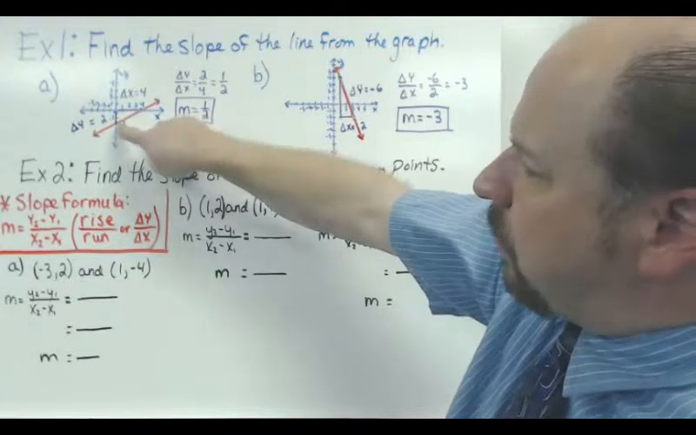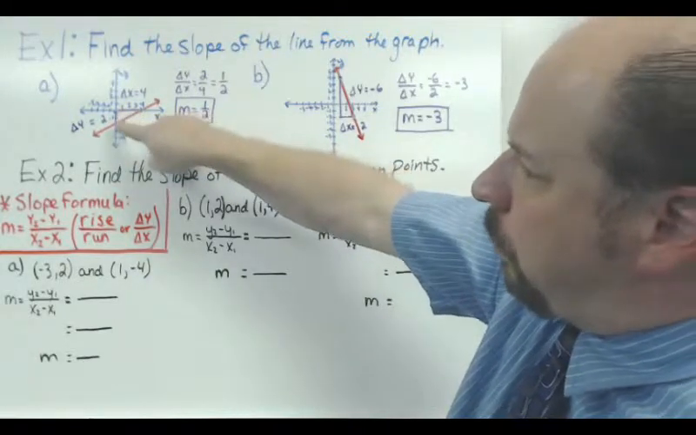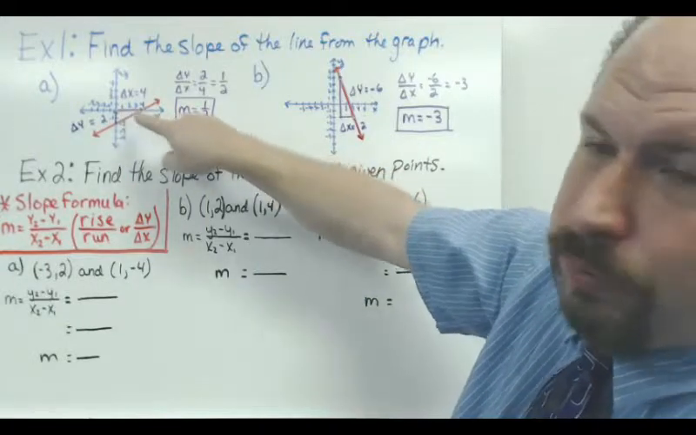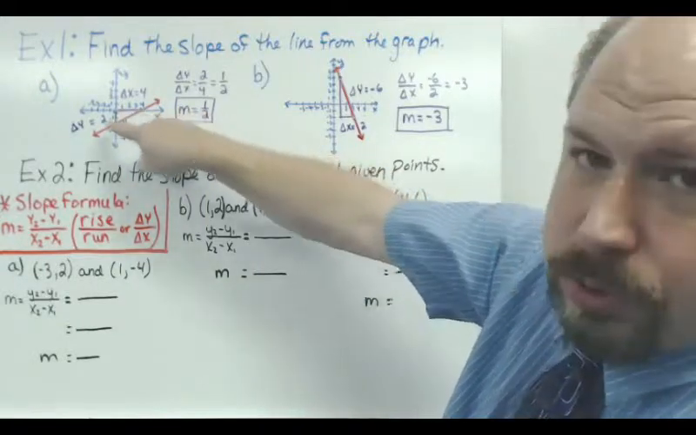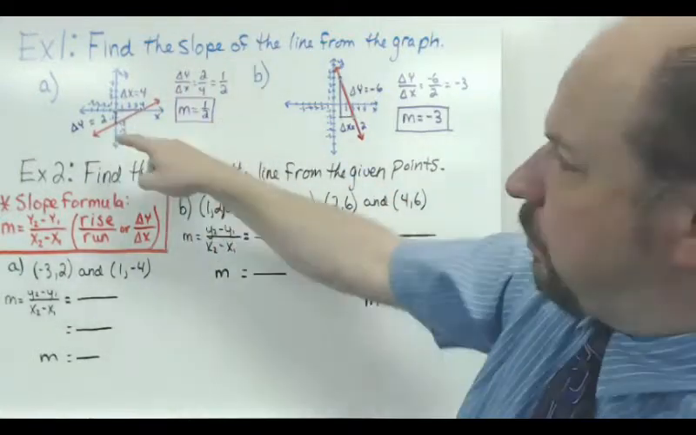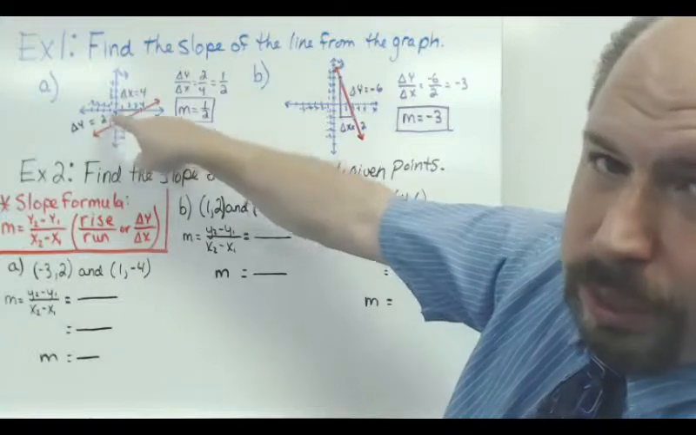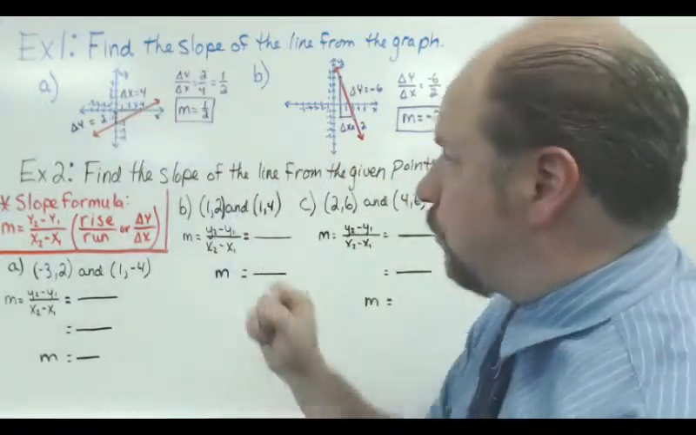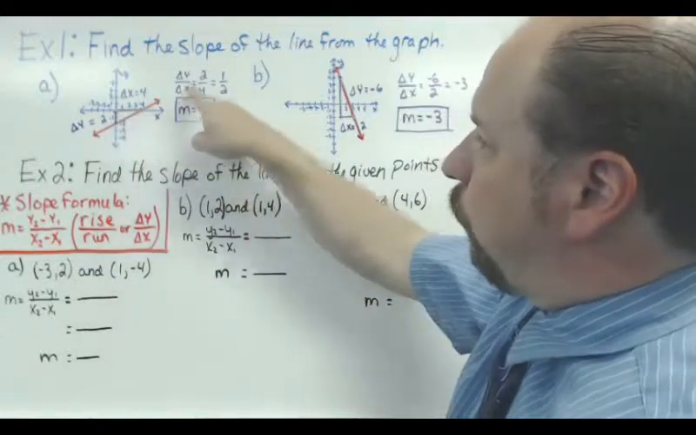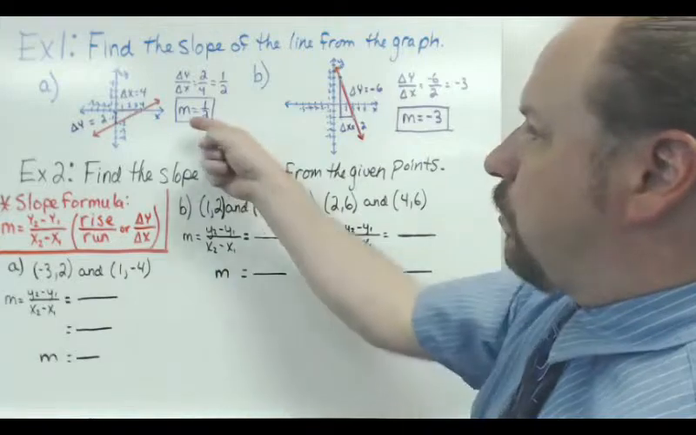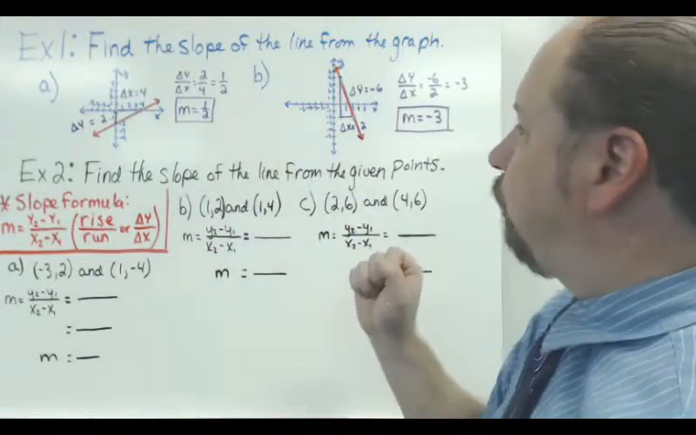To go from this point to this point, we're going up 2, and we're going to the right 4. Since both of those are positive and it is going up and to the right, it is a positive slope. The change in y is 2 and the change in x is 4. So it is up 2 over 4, which we can reduce to 1/2. So our slope of this one is 1/2.